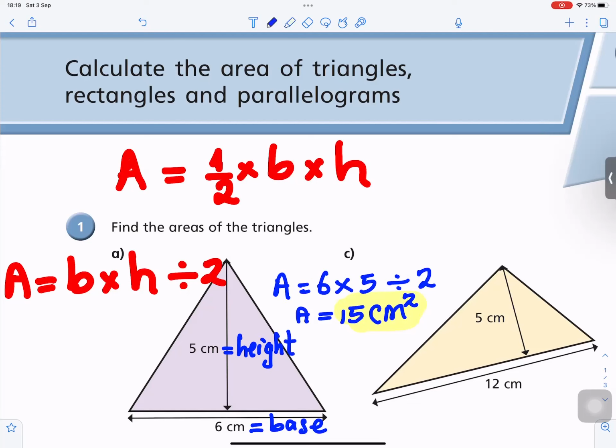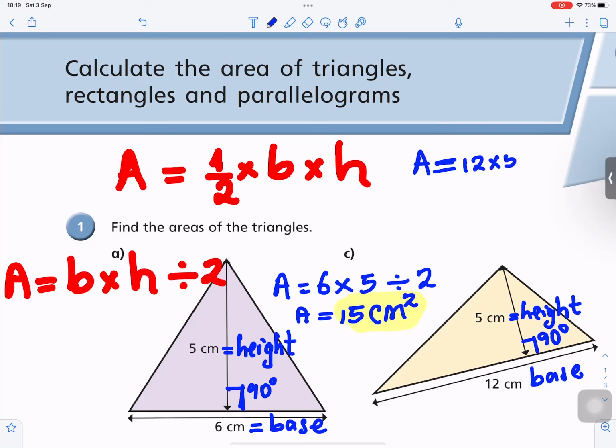And for the next triangle, the area is given by the base, which is 12, and the perpendicular height. Perpendicular means this angle is 90 degrees. This angle here is 90 degrees. The base is 12 and the perpendicular height is 5. So 12 times 5 divided by 2. So the area is 30 centimeters squared.